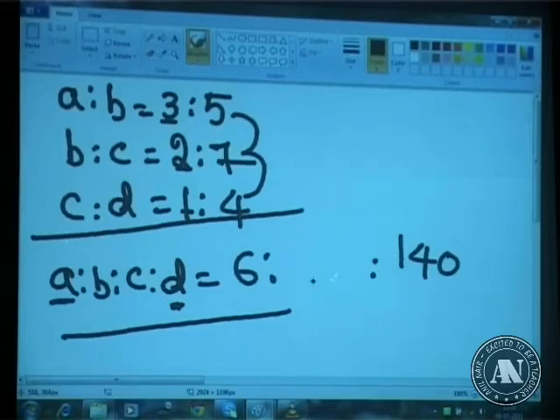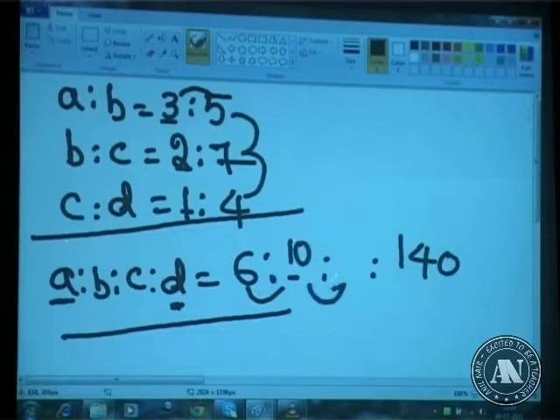Step 2. Please see the screen. Originally, now what is the next value I need to determine? B. Am I right? A is to B. Compare with the original A is to B. Originally, what is the value? 3. Now what did it become? 6. How many times? 2 times. So 2, 5 are 10.